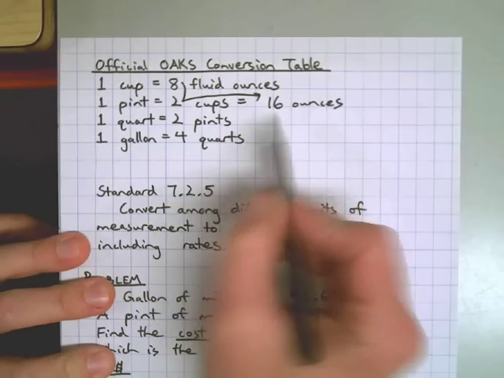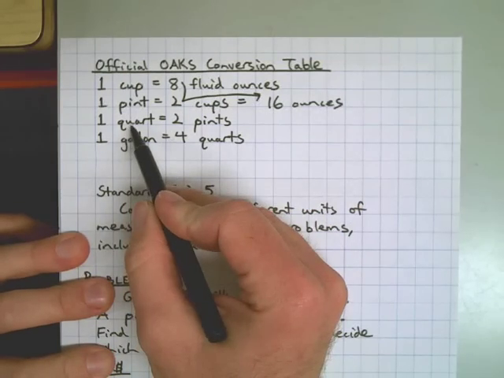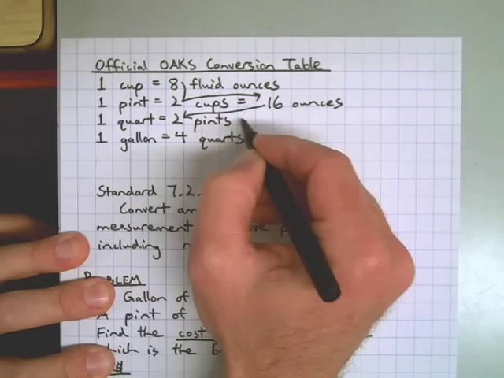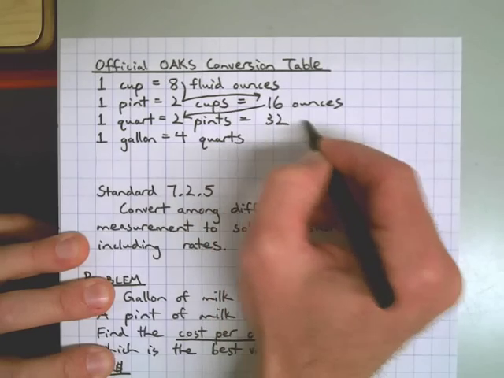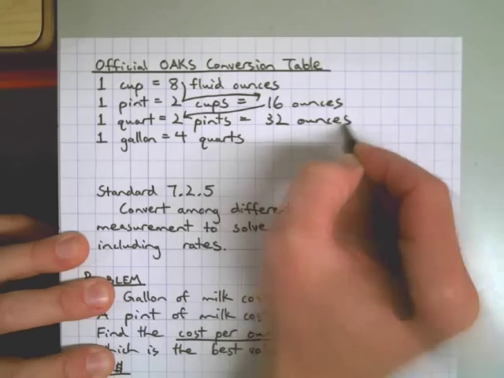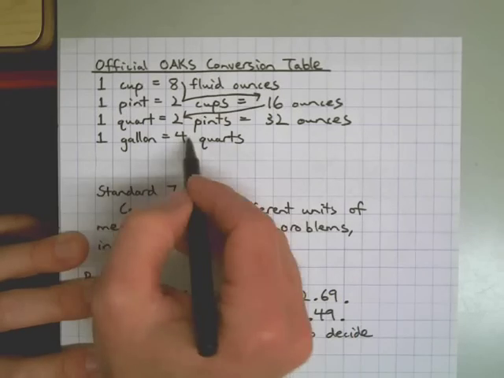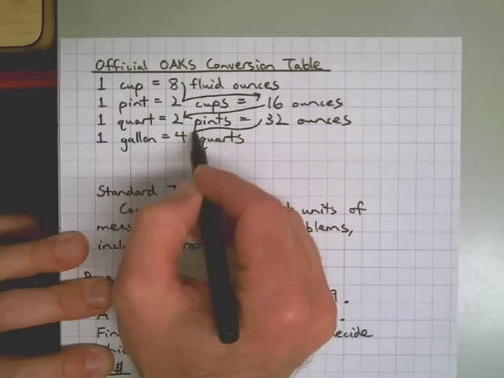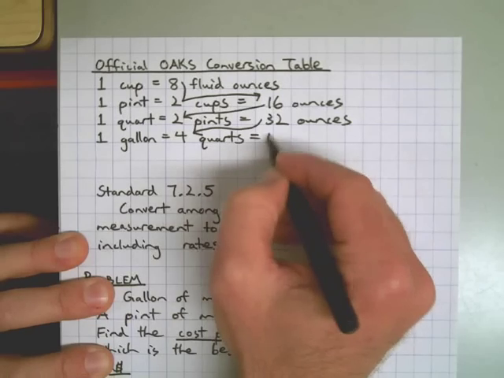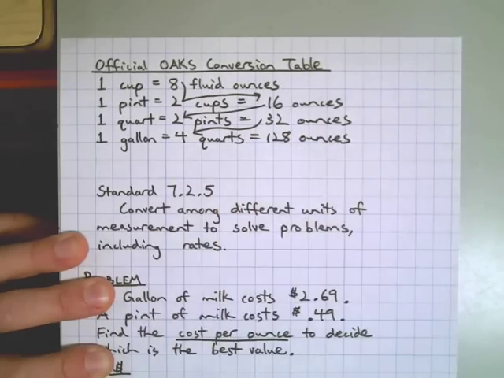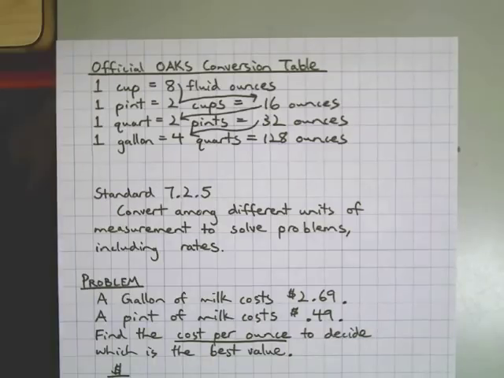Since there are 2 pints in a quart, we know that a quart is going to be 16 times 2, or 32 ounces. We still don't have ounces in a gallon, but since there are 4 quarts, we can multiply 32 times 4, and we find out there are 128 ounces in a gallon. Okay, so you can go ahead and make the connections and complete these conversion tables.